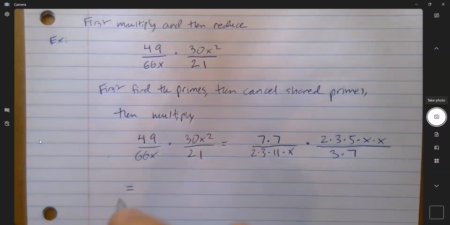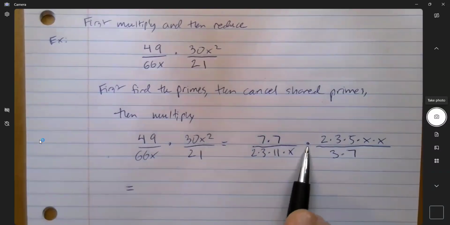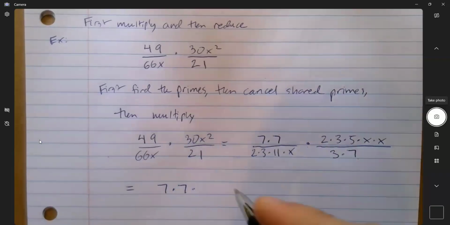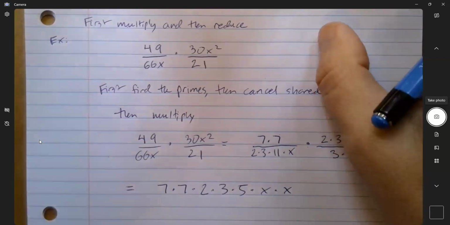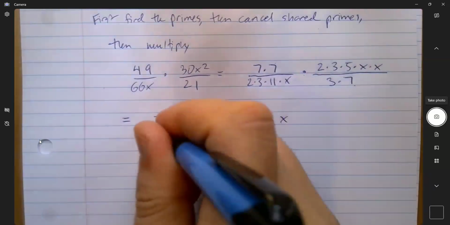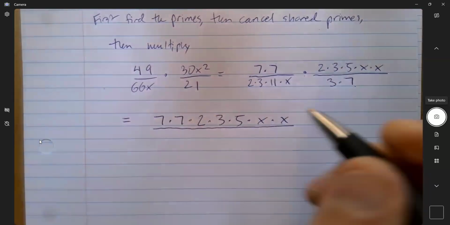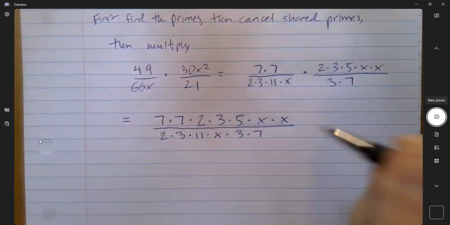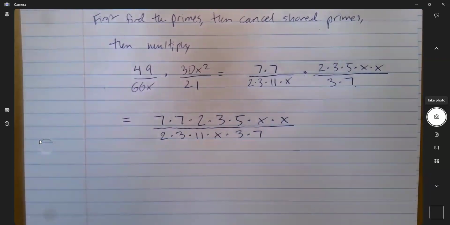And then I want you to remember that when you multiply fractions, you just multiply the tops and you multiply the bottoms. So let's just do the multiplication across the top. Get them all multiplied together. And do the multiplication across the bottom. 2 times 3 times 11 times x times 3 times 7. All right, so what I've done is I've found the primes and I've put them into just a single multiplication in the top and the multiplication in the bottom.